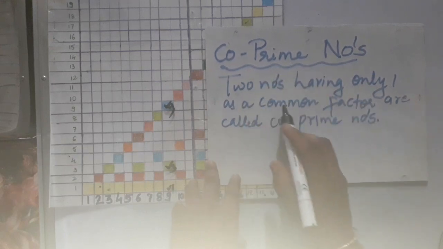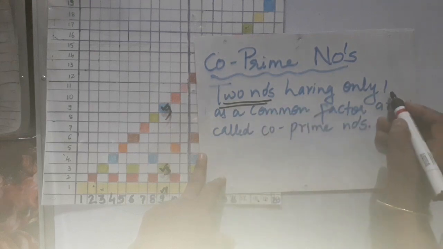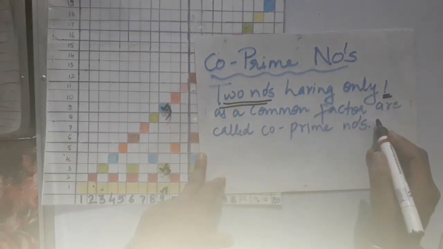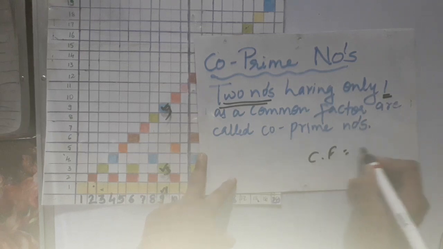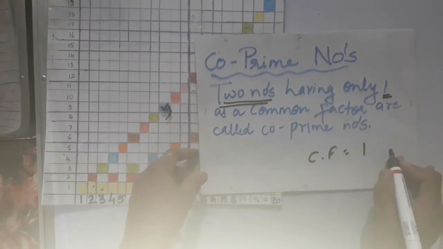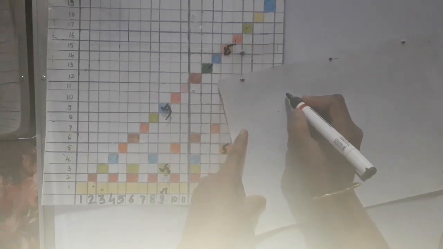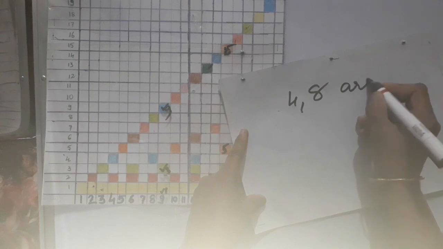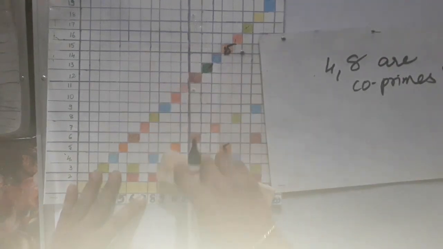Now let us see first of all what is a co-prime number. When two numbers have only one as a common factor, then they are called co-prime numbers. The common factor should be only one. If it is so, then we will say that they are co-prime numbers, otherwise not. Suppose we want to check whether say 4 and 8 are co-primes or not. Okay, so here is how the grid helps us.